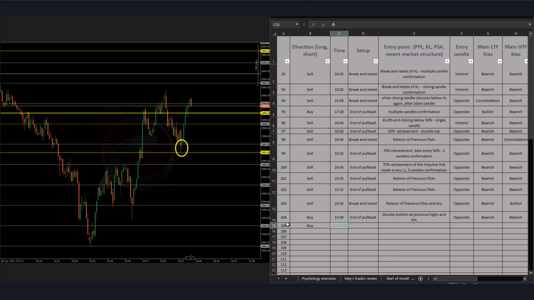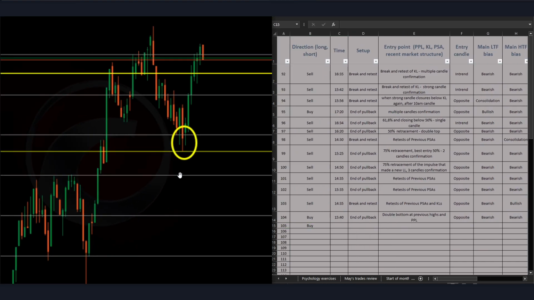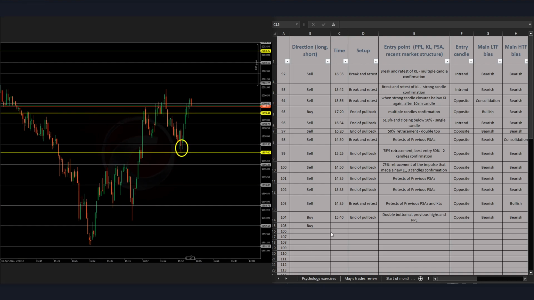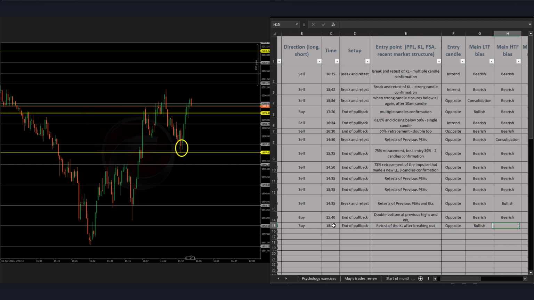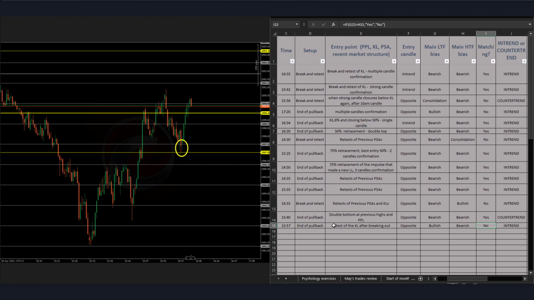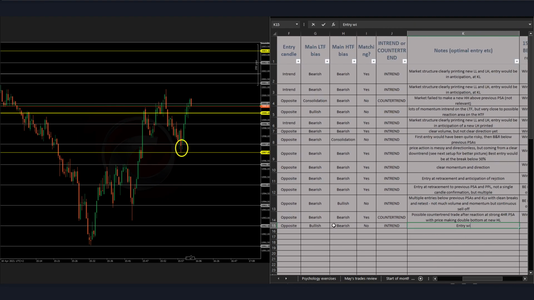This is a buy, this is later, this is a little bit before the new 4 hour, so it's 57, end of pullback, retest of the key level after breaking out, entry at opposite candle close, bullish. Overall is still bearish, I would say. Entry at candle confirmation of retest of level 97, safest entry.